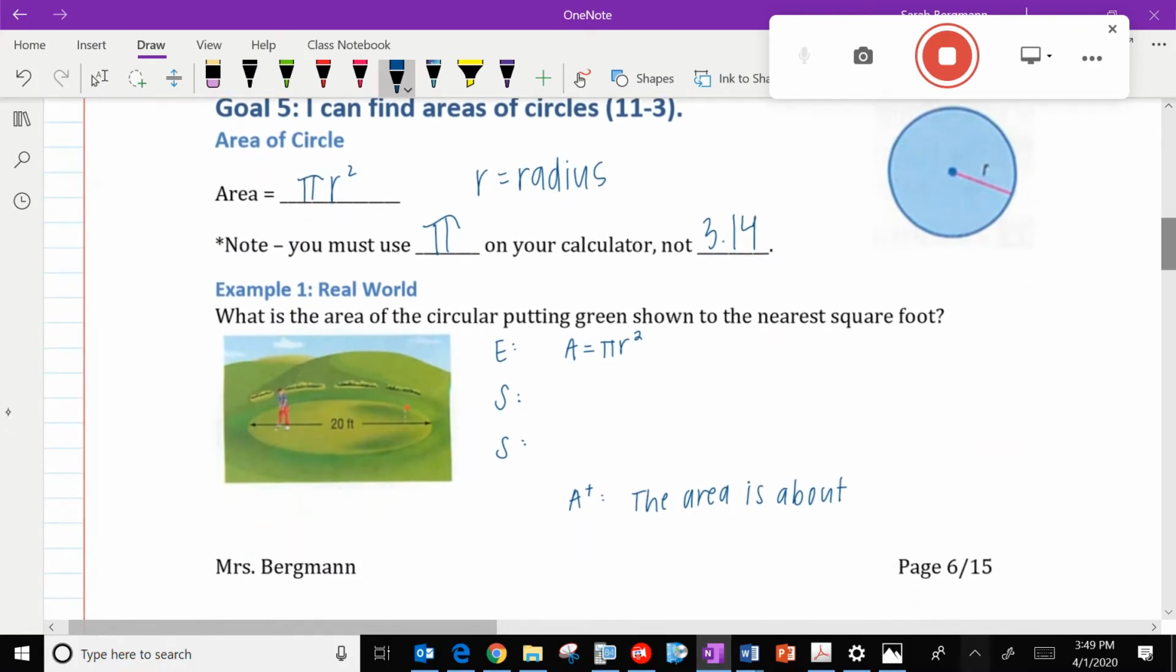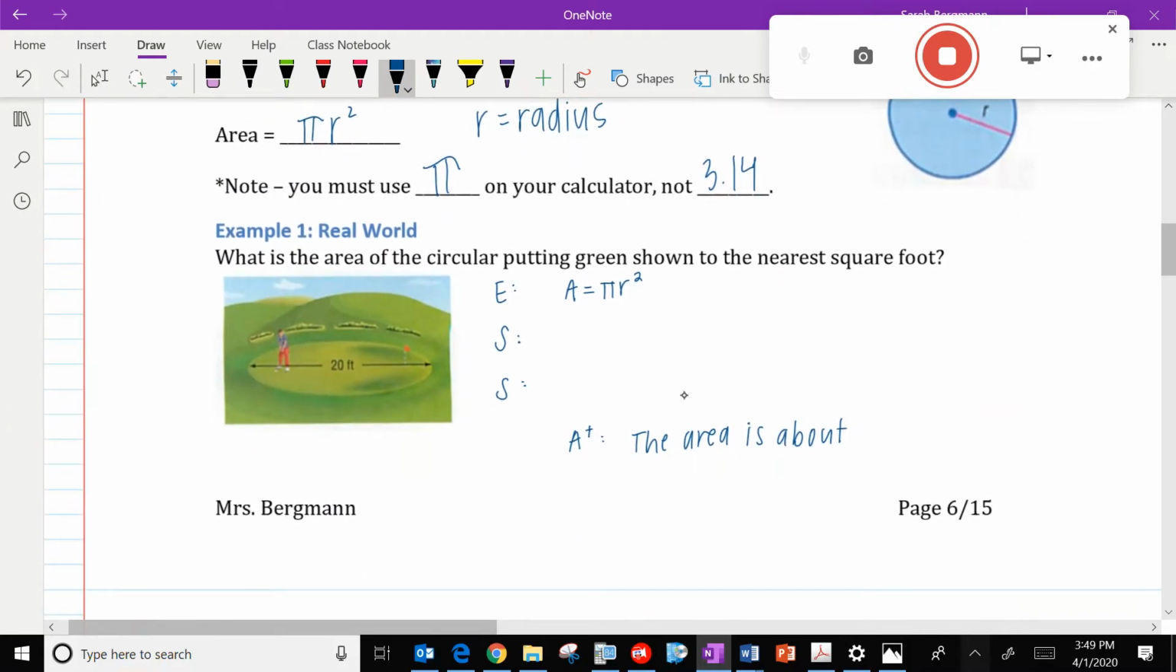All right, let's do a problem together. We're going to follow the same steps, ESSA plus. First, we write the equation, this circular putting green. The formula for the area of it would be pi r squared. Now, they gave us the entire length all the way across the circle, which represents the diameter. And remember, the diameter is equal to 2 times the radius, or in other words, the radius equals half the diameter.